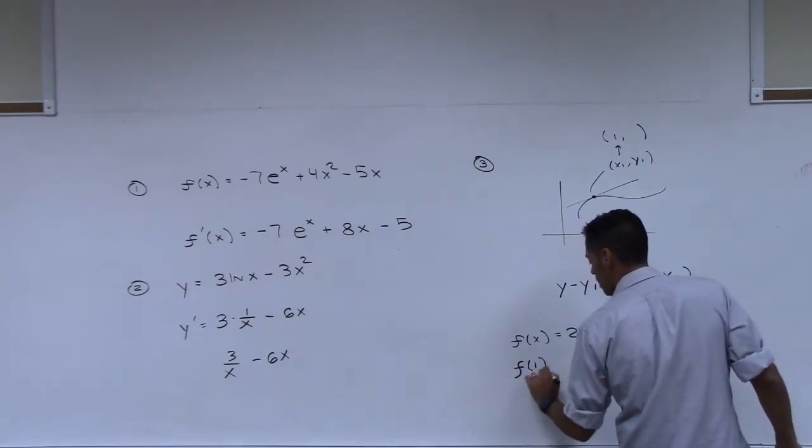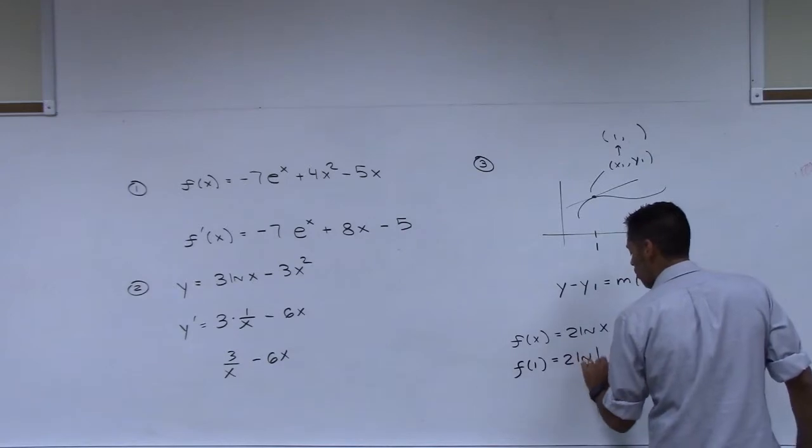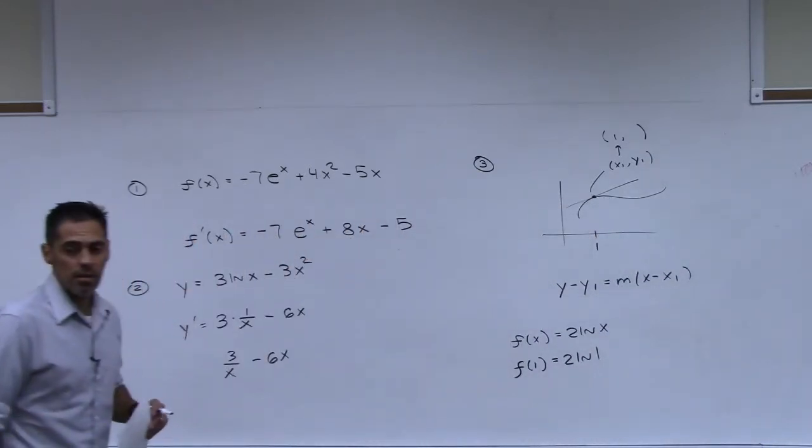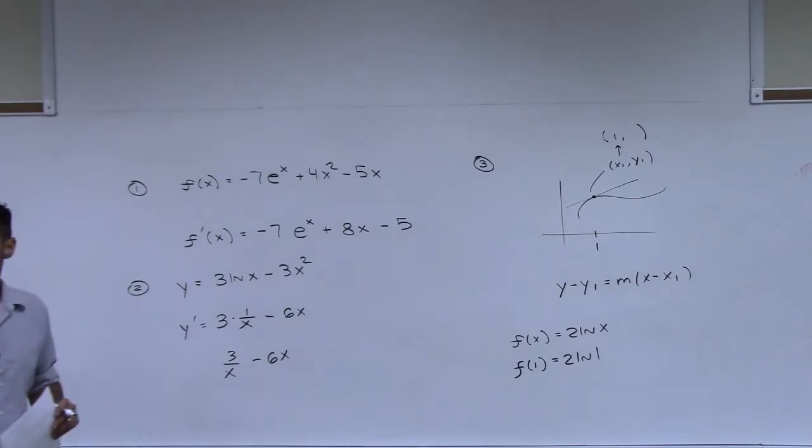So what is f of 1? So 2 times natural log of 1. I hear some calculators coming out. That's good. Natural log of 1 is 0. So you're going to wind up getting 0 here.